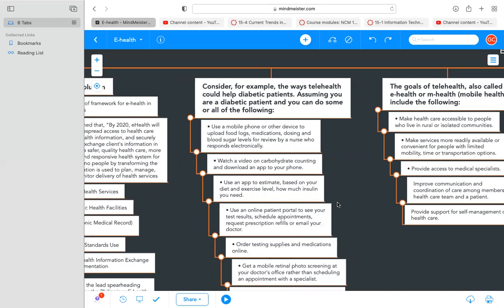electronically. Just imagine the time and the effort and the money that will be saved through these exchanges or through these activities, or maybe watching a video on carbohydrate counting and download an application to your phone if you are a diabetic. So again, saving time and effort, and manpower also, because health information can be disseminated through these applications. And so on.